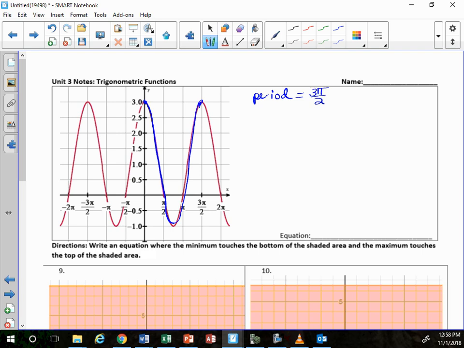All right, let's see how we're doing. Guys, it helps to think about, all right, my maximum is 3, the minimum is -1. That makes my midline at 1, right? So what is the amplitude on this? 2, okay. Cosine.